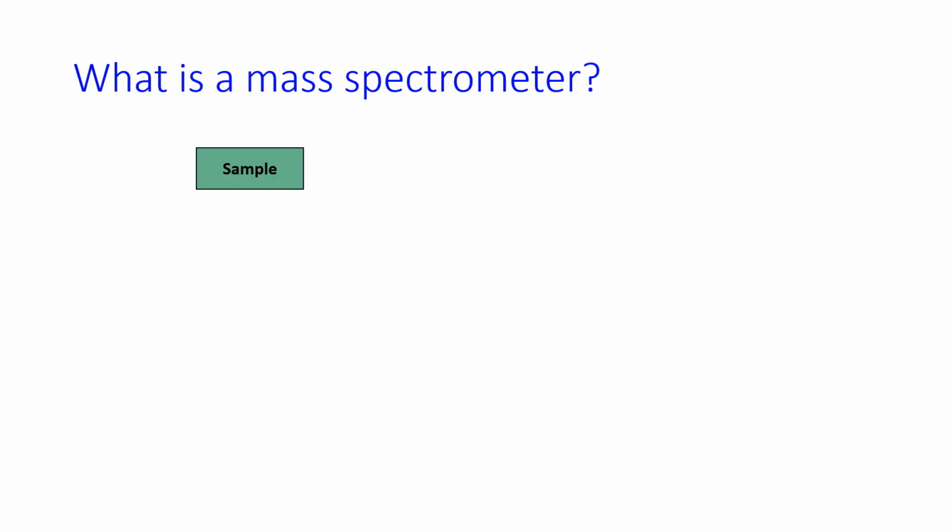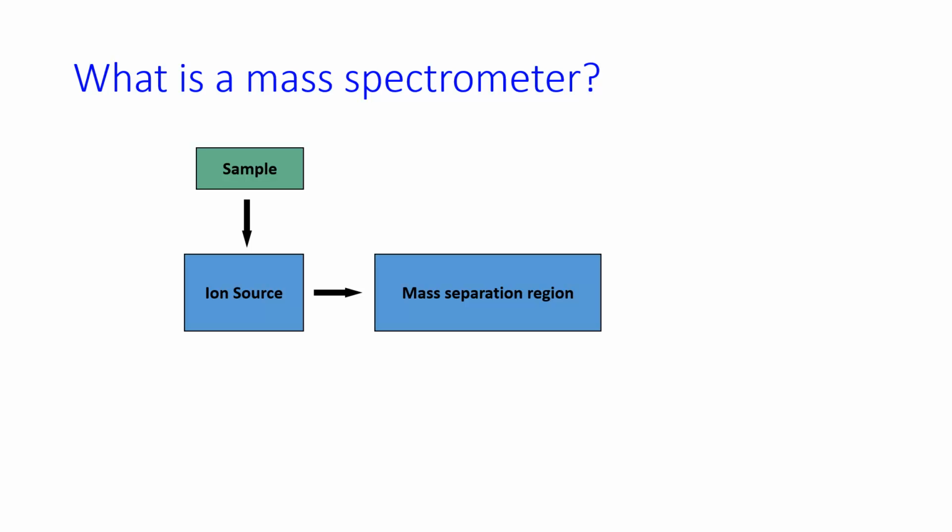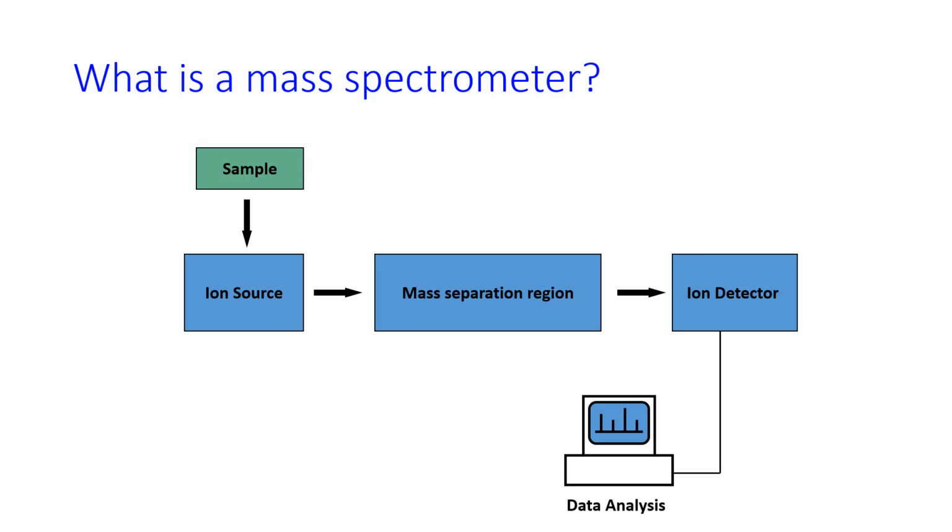And so the first thing we have to do to our sample if we want to analyze it in a mass spectrometer is we have to ionize it. So in general, in a mass spectrometer, the first thing a sample sees after the injection port is an ion source that turns it into ions. Those ions are then separated by their mass using some sort of separation region and then sent to an ion detector of some kind. And then we have a computer for data analysis.